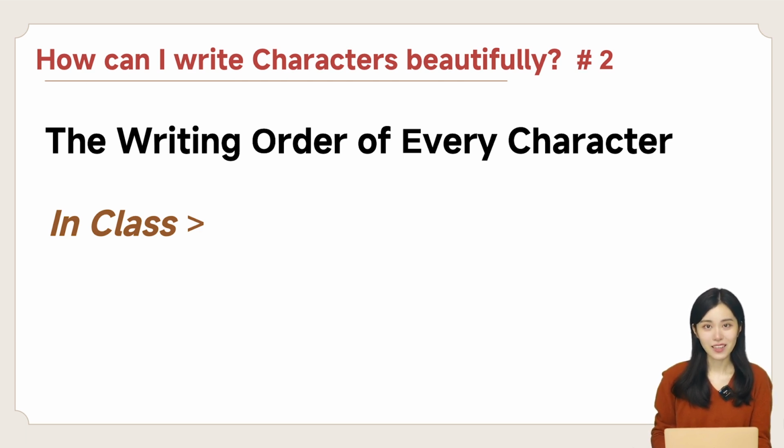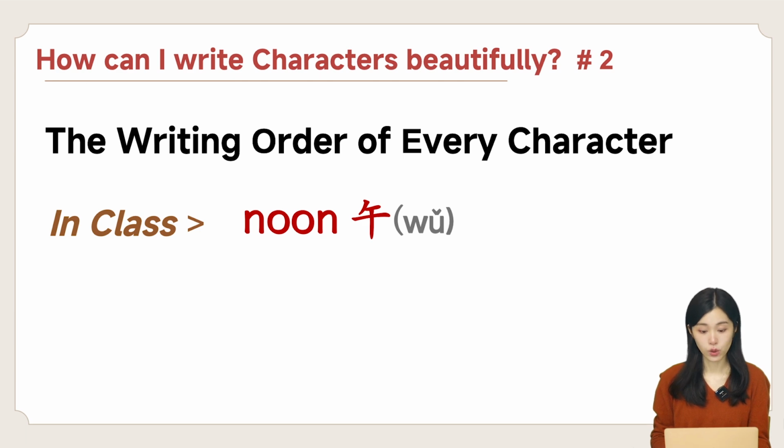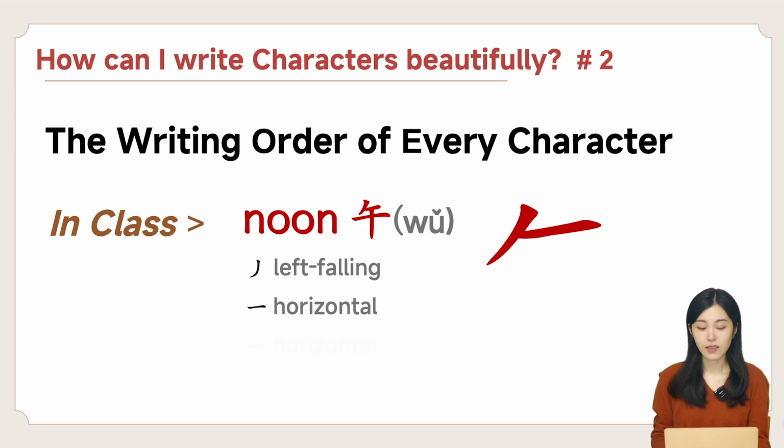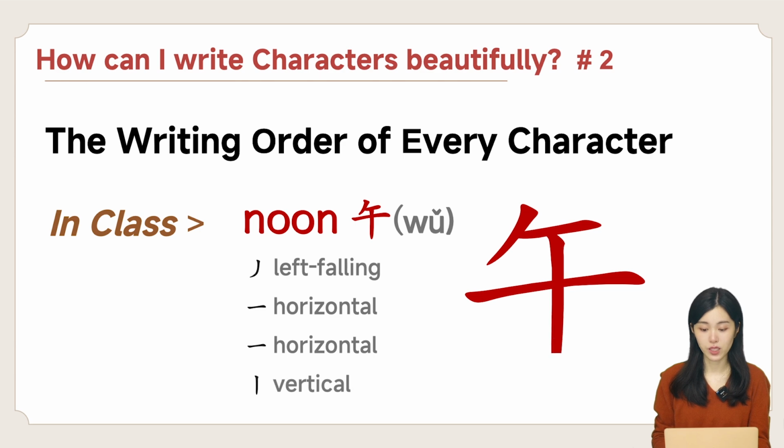For example, let's write a character meaning noon, 午. To write it beautifully, we should write it following the stroke order rules I talked about before. Write it from the top to the bottom and from the left to the right. So the first stroke we should write is the one on the top and on the left. The left falling. And then we write the horizontal stroke on the top. Next, the horizontal stroke below it. And finally, we write the vertical stroke. Okay, so I will teach you to write every Chinese character in this way.